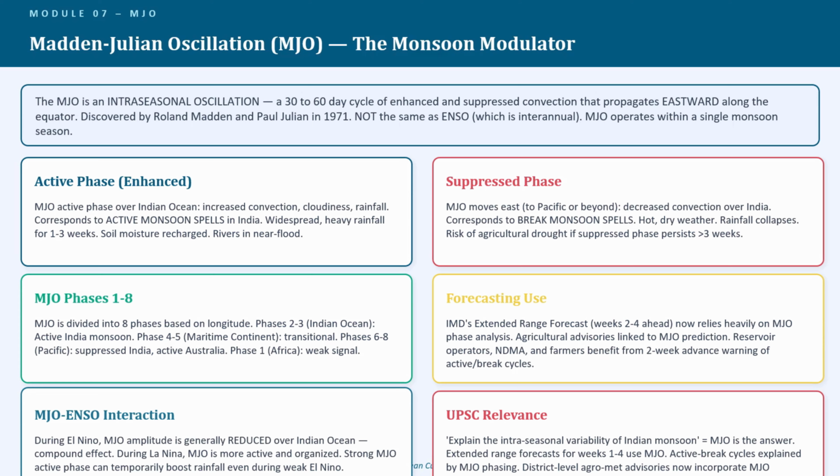India experiences break monsoon conditions: hot, dry, clear skies. This is when the monsoon takes a break. Phases 4 and 5 are transitional phases. Phase 1 is over Africa, a weak signal for India.